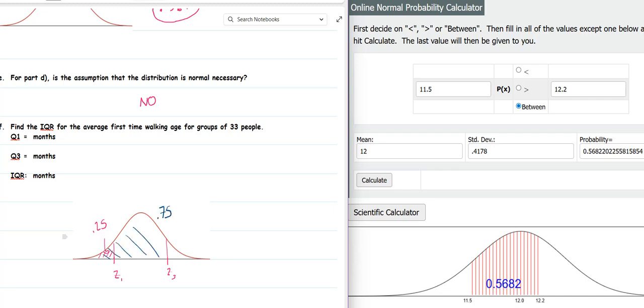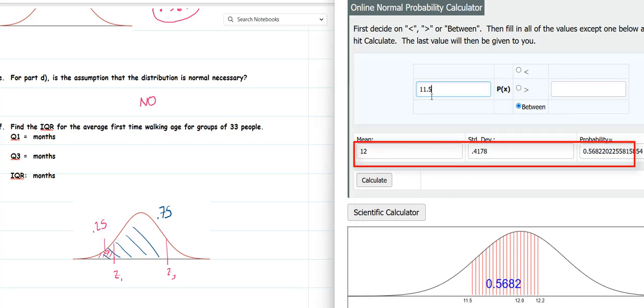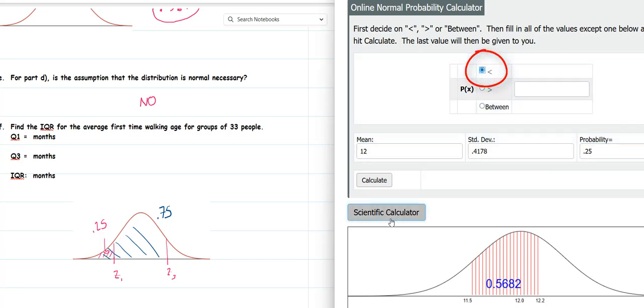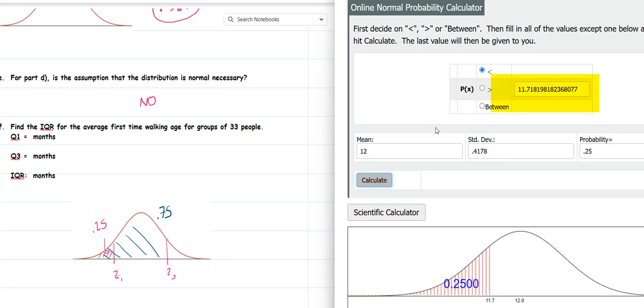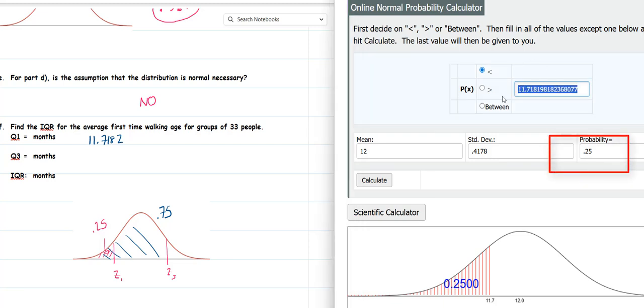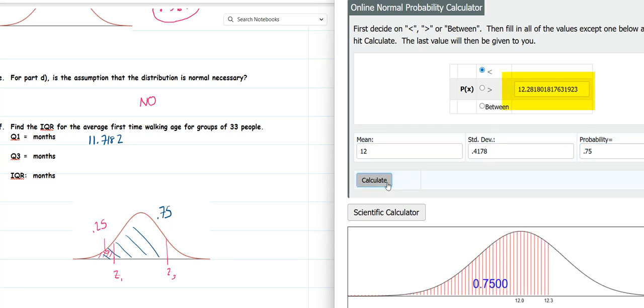So we come over here to our calculator, and let's clear out the probabilities up here and switch this to a 0.25 and make sure less than is checked and click calculate. And we get 11.7182 to 4 decimals. And now I'll just take this probability out and switch this to a 0.75. And the third quartile is 12.2818.